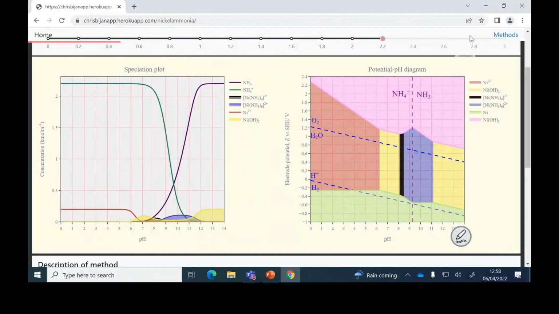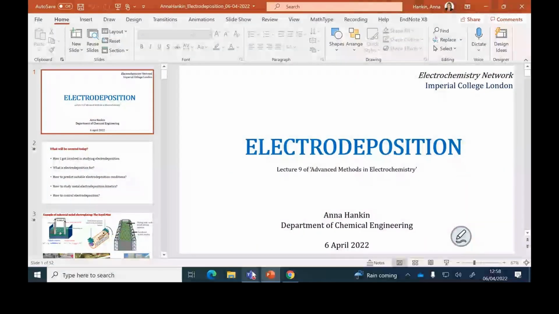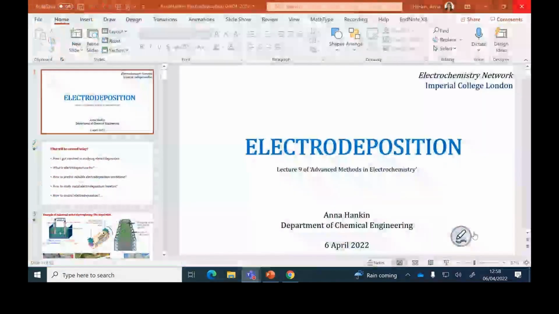Okay, so these potential pH diagrams, these online forms, in addition to changing the style a bit, I'm hoping to continue developing them for all kinds of systems, and hopefully they'll be useful. But anyway, back to the presentation.